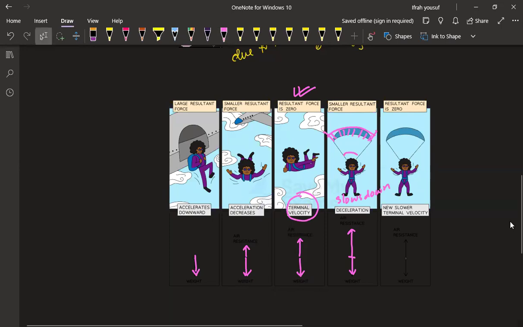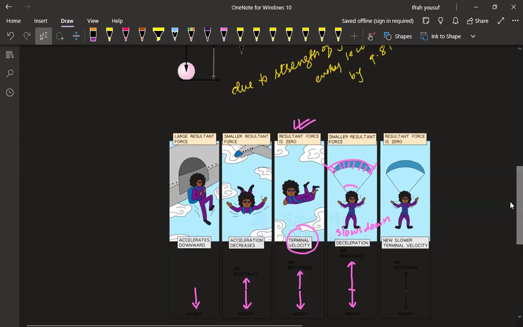So for the next class, you are going to write down the factors on which terminal velocity depends. Your assignment is to find out the factors on which terminal velocity depends. Are you going to submit this in the next class? Sure. All right.